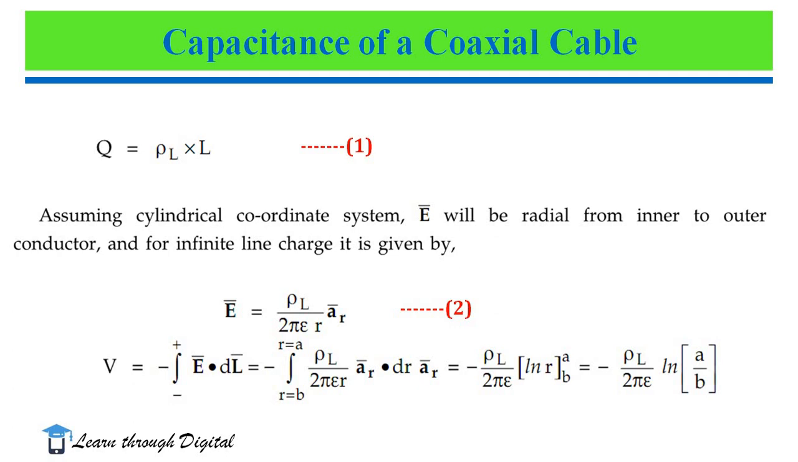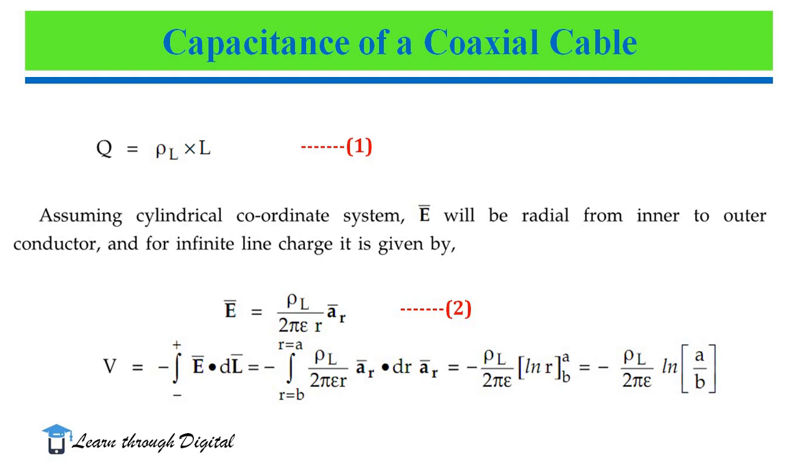Assuming a cylindrical coordinate system, E vector will be radially outward from the inner conductor to the outer conductor. This is the case for electric field intensity due to an infinite line charge, and it is given by E vector is equal to rho L by 2 pi epsilon R, a R vector. From this E vector, we have to calculate the potential difference.